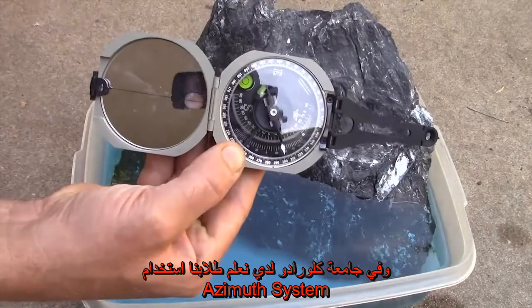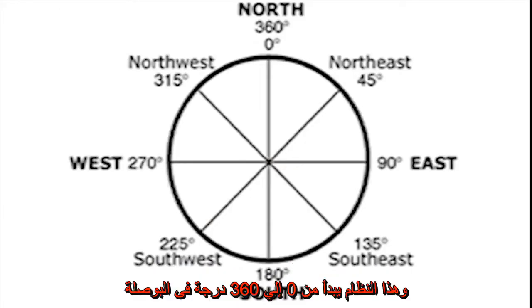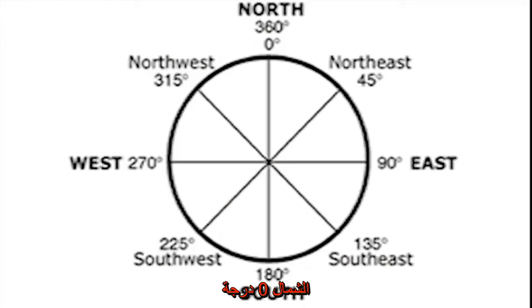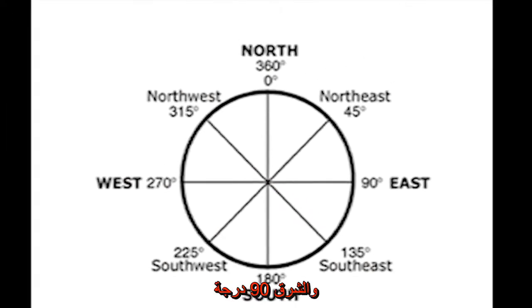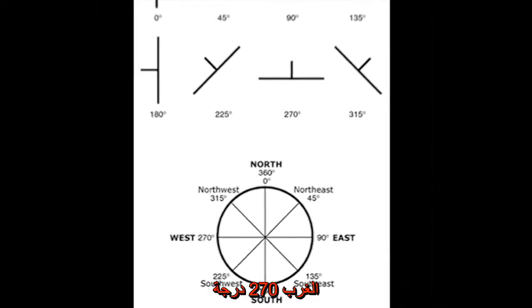And at the Colorado School of Mines, we teach our students to prefer use of the azimuth system. This is the system that goes from 0 to 360 degrees around the compass rose. North is 0 degrees. East is 90, south is 180, west is 270 degrees.